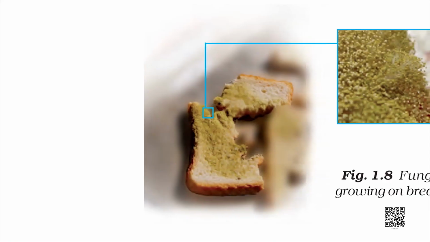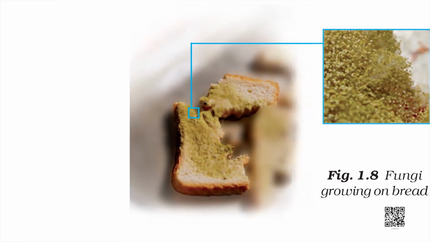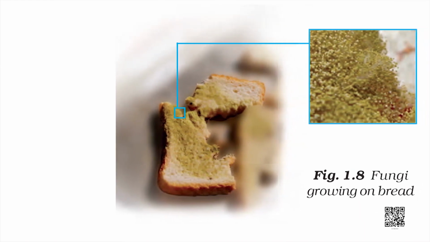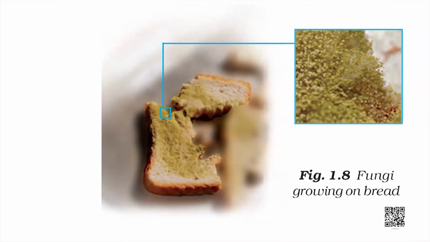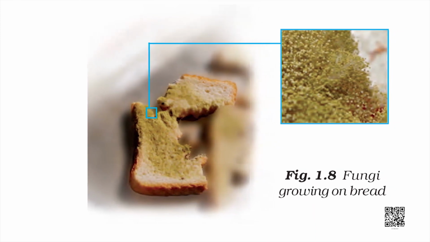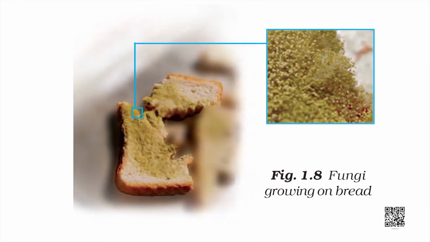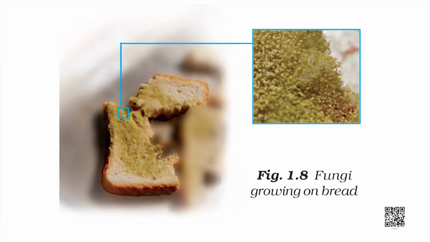They grow on them. How do they do that? They do that by secreting a digestive enzyme. That digestive enzyme dissolves the material. The dissolved material, or the solution, is absorbed by these fungi for their nutrition.